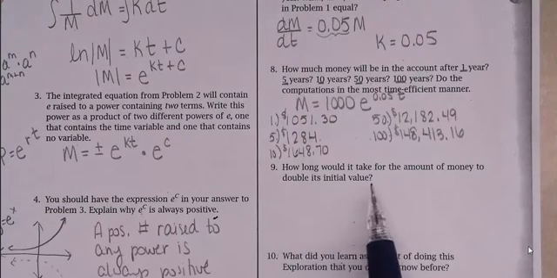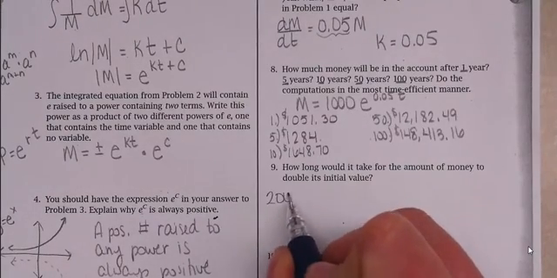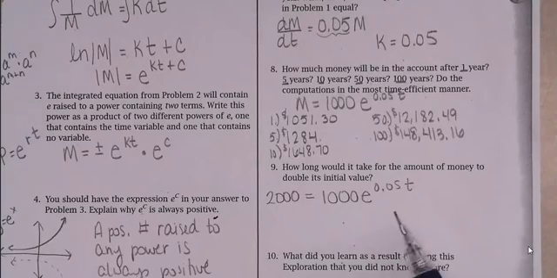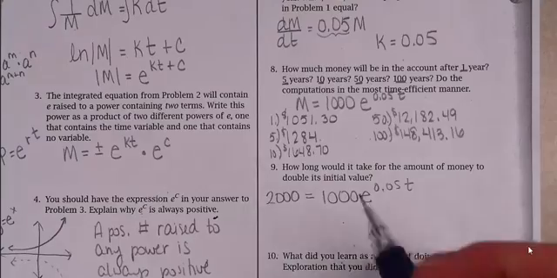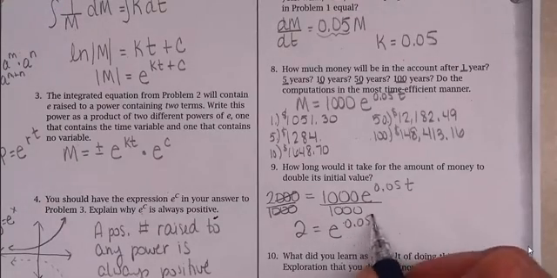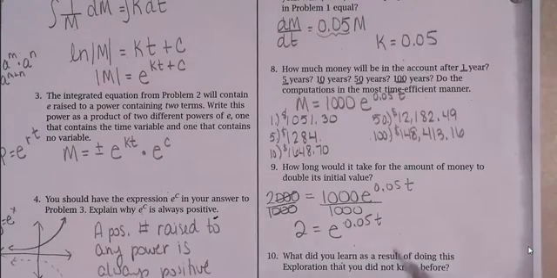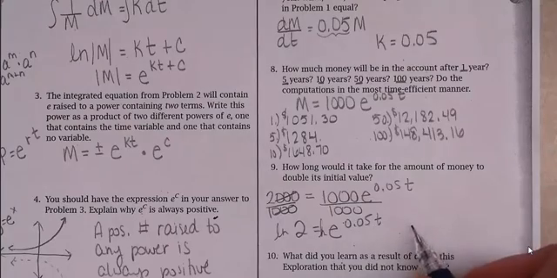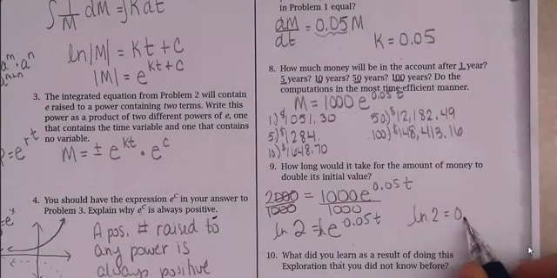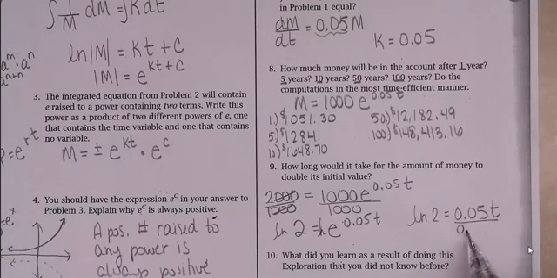The last part of this asks how long would it take for the amount of money to double its initial value. So the initial value is 1,000. So we're just going to set this equal to 2,000. And you have a couple ways that you can solve this, and one of them is to go ahead and divide both sides by 1,000. And then maybe ln both sides, so take the natural log of both sides. So you'll end up with ln of 2 equals, and these will undo each other, so I'm just left with 0.05t. Okay, and then divide by 0.05.